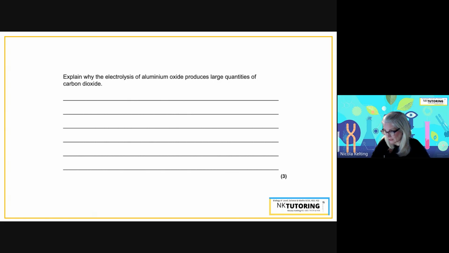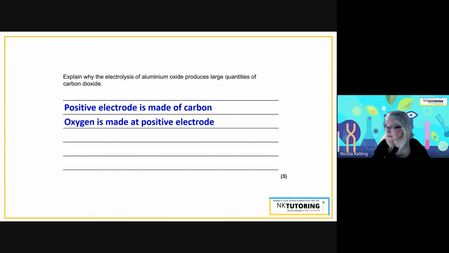Another: explain why electrolysis of aluminium oxide produces large quantities of carbon dioxide. This is all to do with the electrode, because within aluminium oxide as a compound there is no carbon. So being very clear on that. We know that the positive electrode is made of carbon. Again, that's factual, learn that. Oxygen is made at the positive electrode because of oxide ions. And in that situation, the carbon and the oxygen will react together at the electrode, and then carbon dioxide gas will form. Okay, and that also erodes the electrode, and it can reduce in mass.